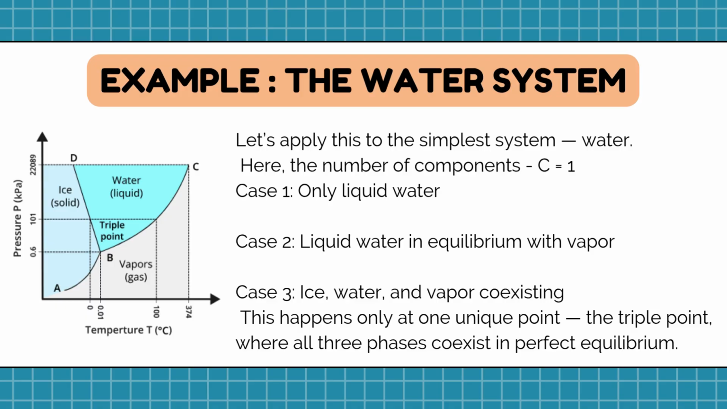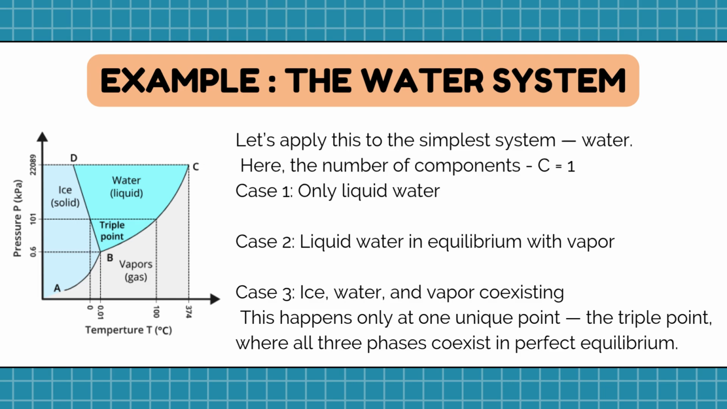Now let's look into case 2, liquid water in equilibrium with vapor. Here we have two phases. Therefore, when we calculate, F is equal to 1, which means that the system is univariant, which means if we fix either temperature or pressure, the other gets automatically fixed.